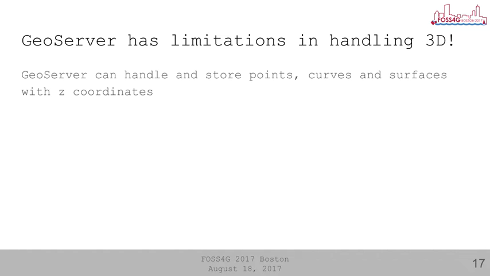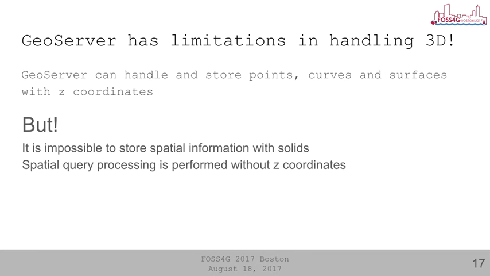Yeah. So now GeoServer has limitations in handling 3D. We cannot deal with 3D data with a Z coordinate. We can store 3D points, curves, and surfaces, but it is impossible to store spatial information like solids. And spatial query processing is performed without Z coordinates. And why?